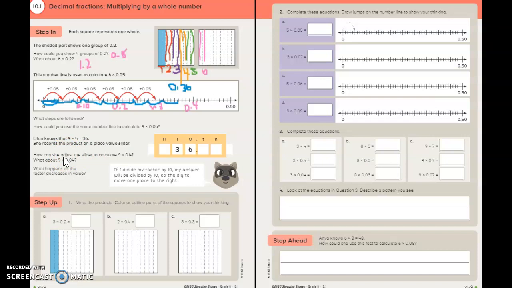How can she adjust the slider to calculate 9 multiplied by 4/10? Well, all she would need to do is move that decimal one place over. 9 multiplied by 4/10 would be 3 and 6/10.